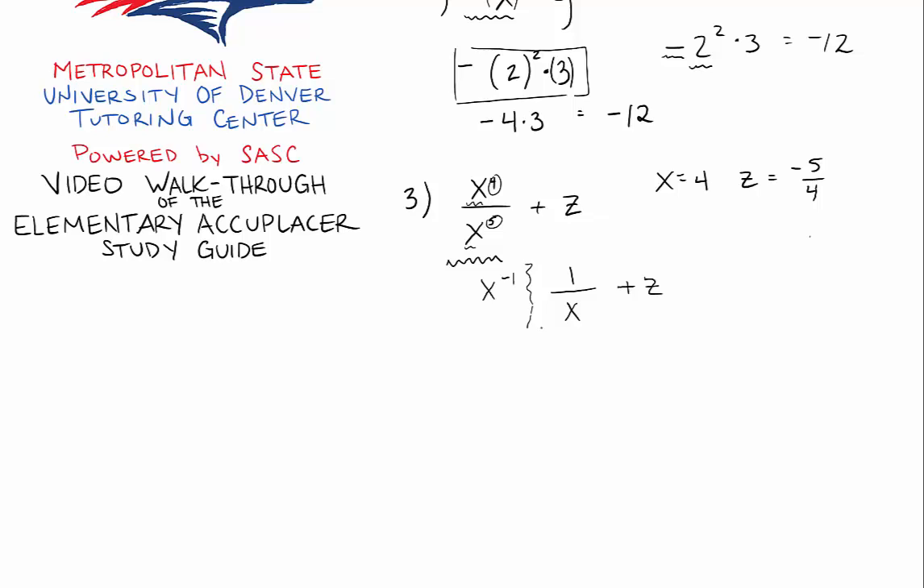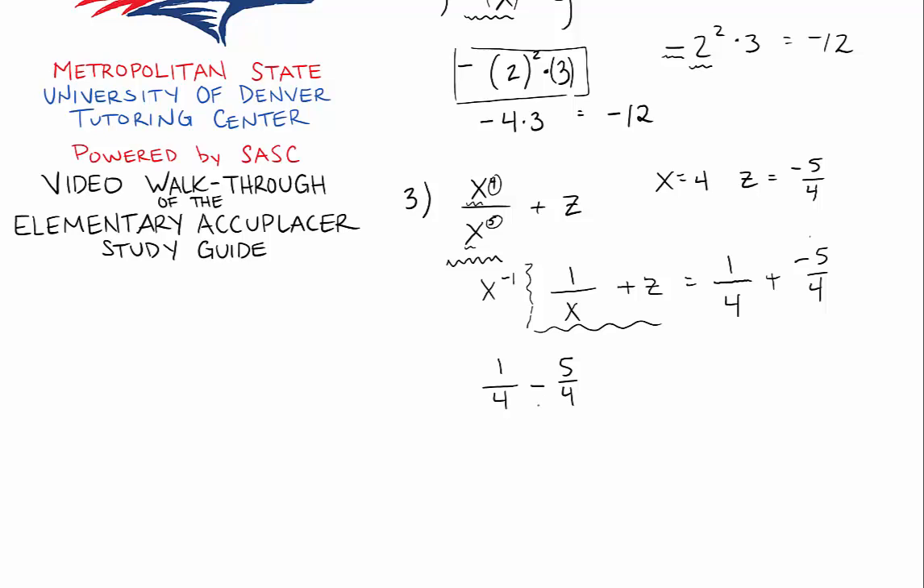And now that I have this simplified equation here, I'm going to plug in what we know. So I have 1 over, x is equal to 4, so 1 over 4, plus z, which is negative 5 over 4, so negative 5 over 4. And then I can rewrite that as simply 1 over 4 minus 5 over 4.